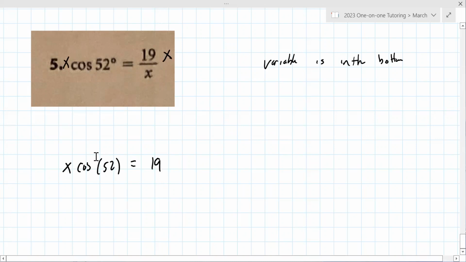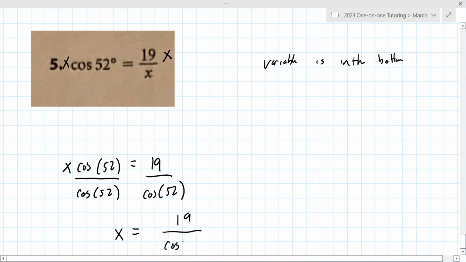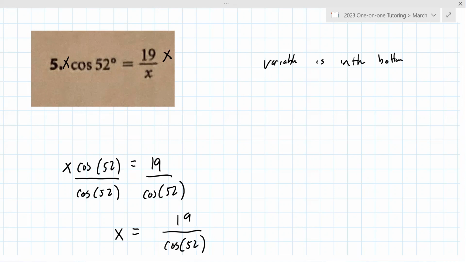Now, what I think is frustrating or hard to understand at first is this cosine 52 is really a number. It's actually a decimal, but it's a real something. And so you can divide by that something. You can divide both sides by cosine 52. So x equals 19 divided by cosine 52. So go to your calculator again and work that out, see what you come up with.